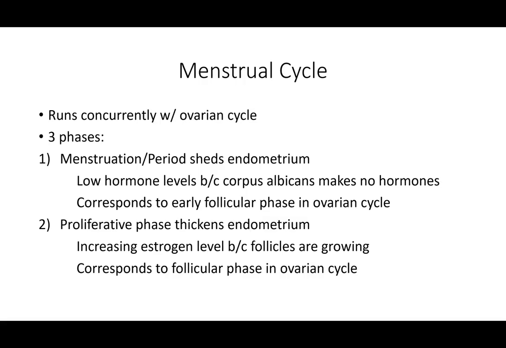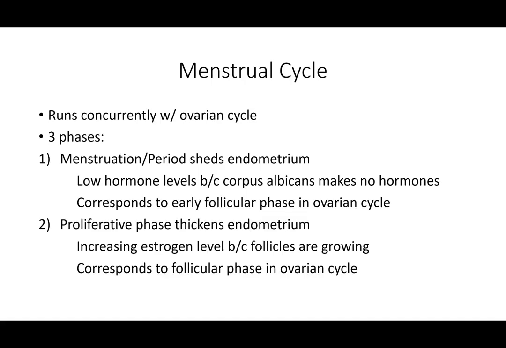But again, the ovarian cycle is what is taking place specifically within the ovaries, to the oocytes and the follicles, whereas the menstrual or uterine cycle is what's happening inside of the uterus itself. The menstrual or uterine cycle is broken up into 3 phases. 2 of them are listed on this slide. The third is on the next slide.